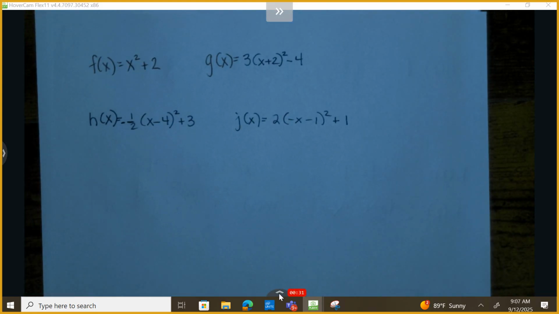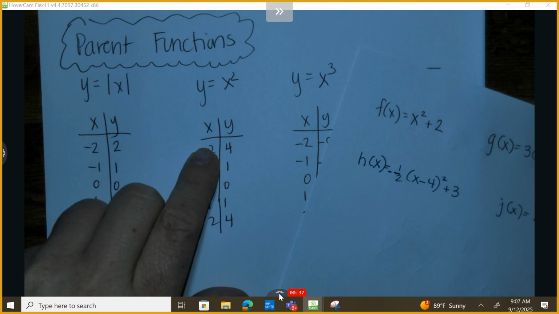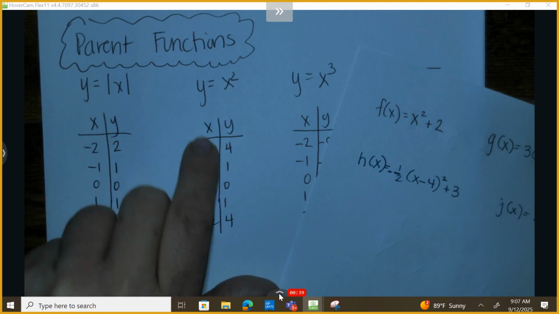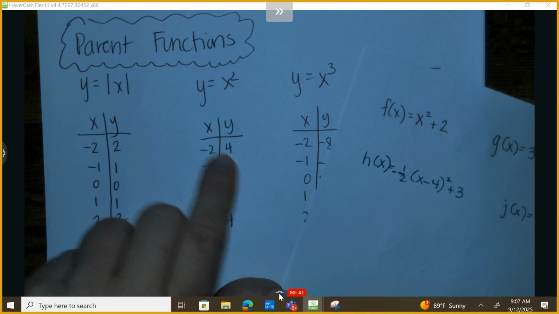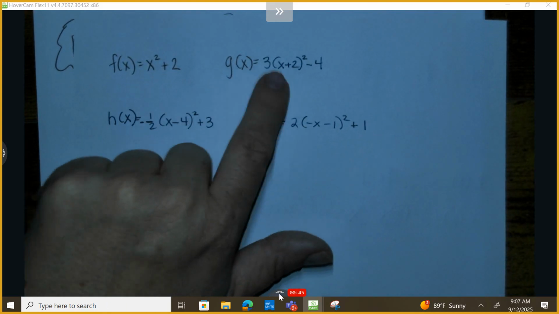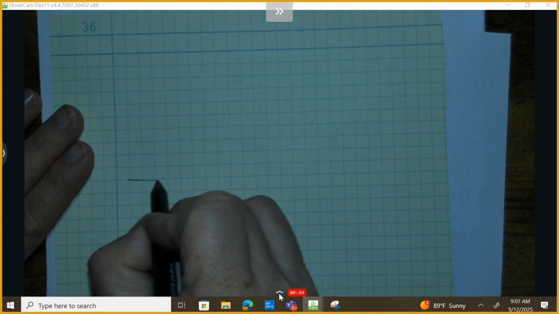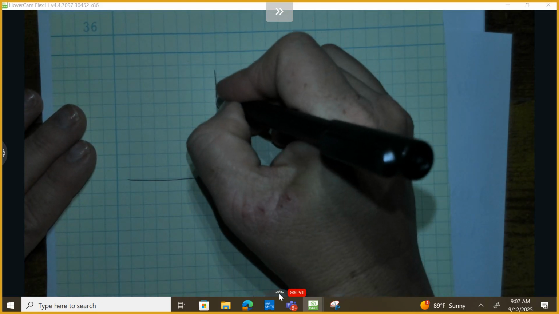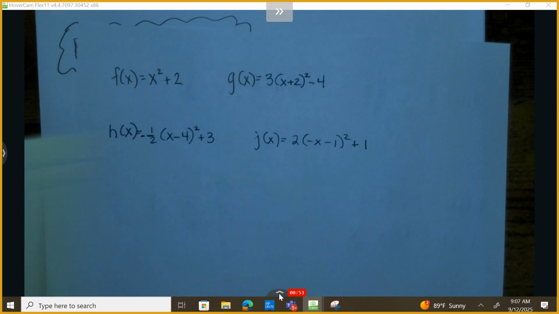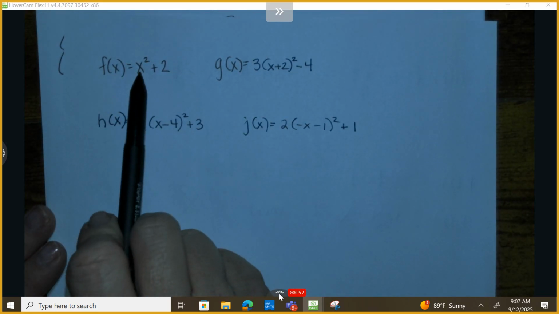You're going to be watching if you're directly in front of me. The goal is how do we use these parent functions, the ordered pairs created by the inputs and outputs from plugging in, for instance, -2 squared is 4 and so on, to create this pattern, and now use that pattern to quickly graph these 4 examples. So let me create an XY axis.